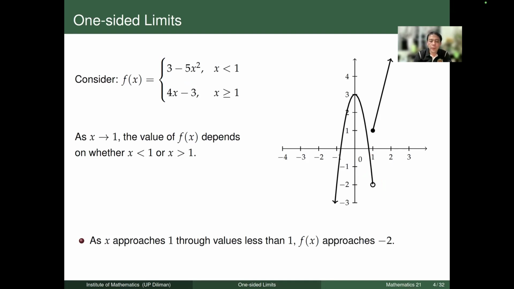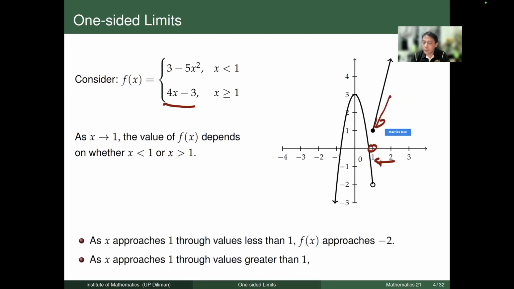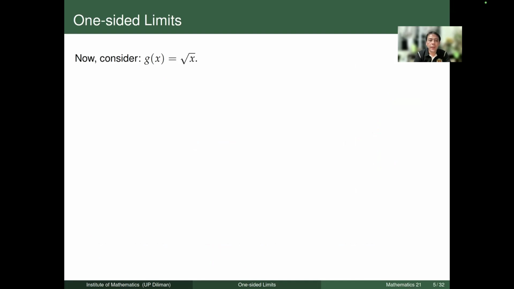On the other hand, when x approaches 1 through values greater than 1, so now we are approaching 1 from this side, values greater than 1. On the graph, we will be using the line. It is going down, and our function value is approaching this point, which corresponds to the value 1. So f of x approaches 1. Okay, so we say that from the left, our function is approaching the value -2, and from the right, it's approaching 1.